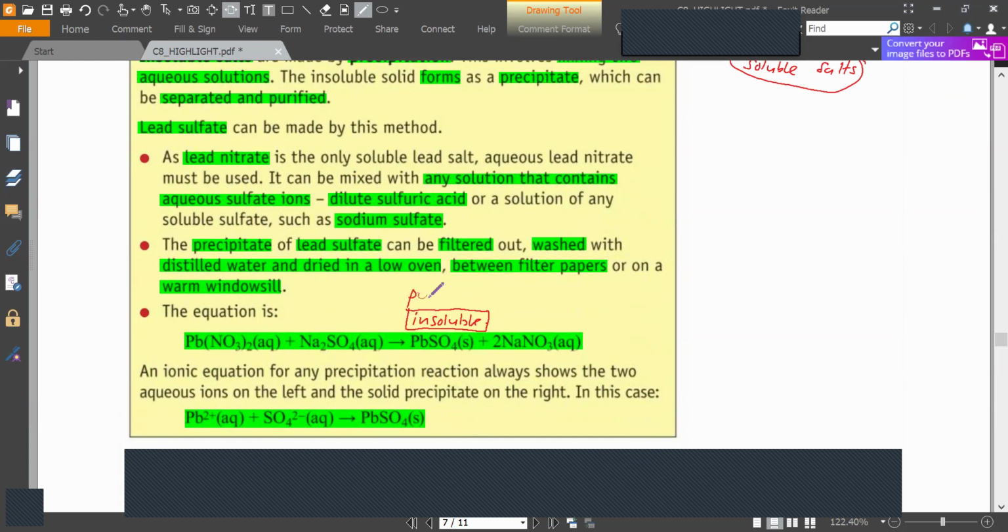Same idea, we want a pure product. If we want a pure product, we want to filter to collect our product. If we want to filter to collect our product, the reactants must be soluble. All of these must be soluble, so that we can filter to collect the product. So in order to prepare an insoluble salt, we must choose reactants that are soluble. That's the main point to prepare an insoluble salt.